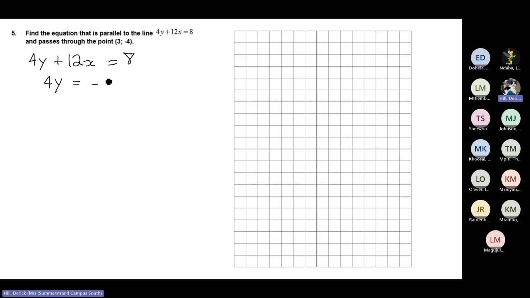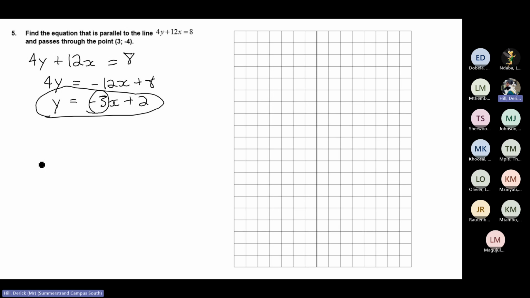So I've got minus 12x plus 8 over here, divide both sides by 4. What does that give me? y equals minus 3x plus 2. Okay, so if the line that I want to find is parallel to this line, what does that mean? It means that it has the same gradient.